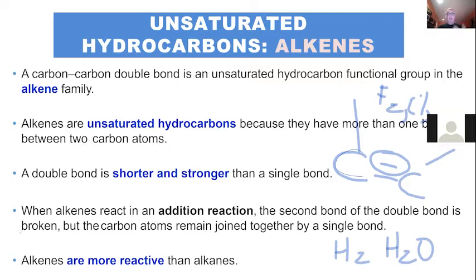So alkenes are more reactive than alkanes for that reason, because that second bond is not as strong. And those electrons that are involved in making that bond are different than the ones forming the single bond. They're further away from the nucleus of the carbon, and that makes it easier to manipulate them. So you see a lot more reactions taking place with these electrons than with the electrons in the single bond.